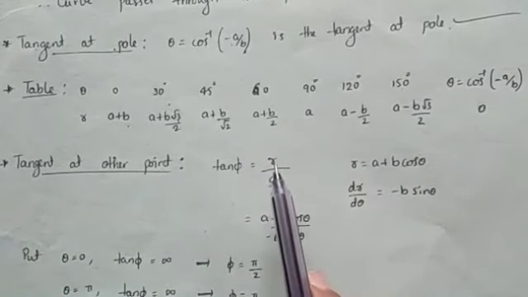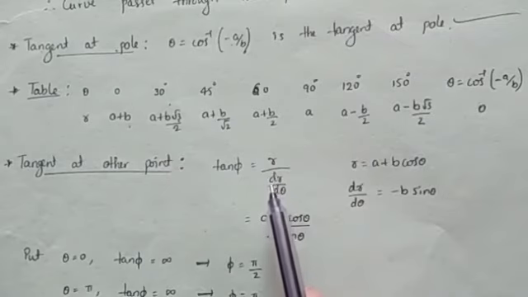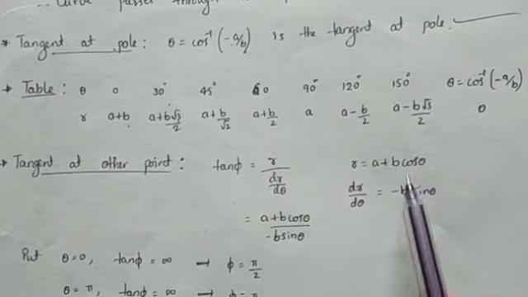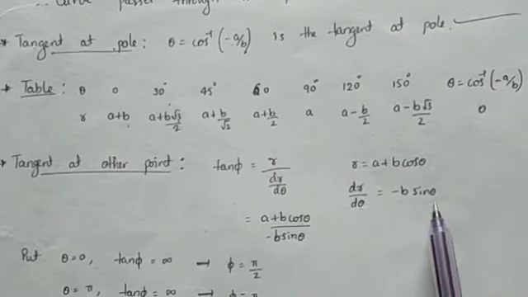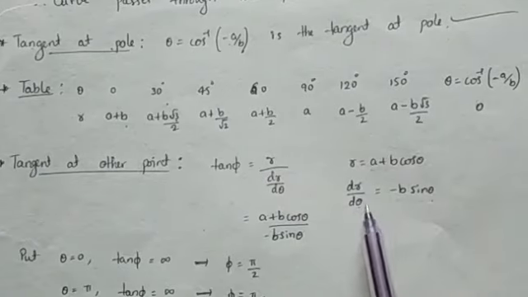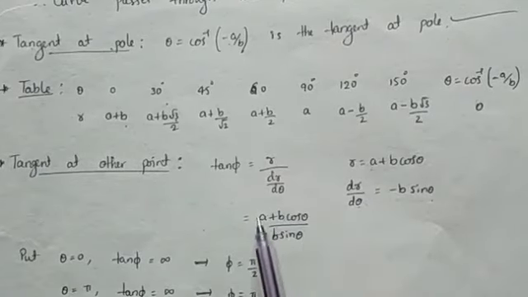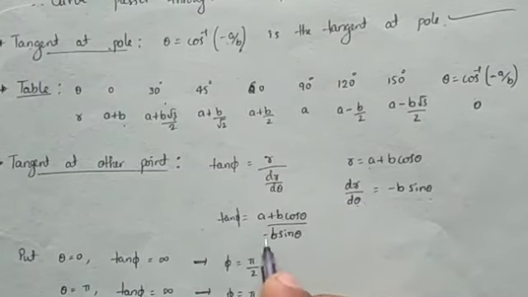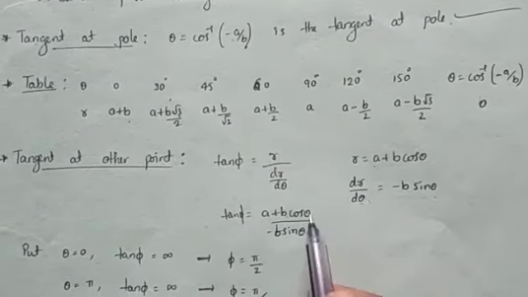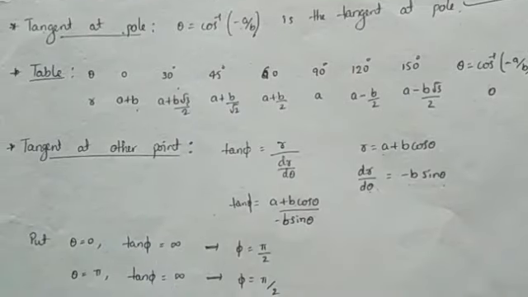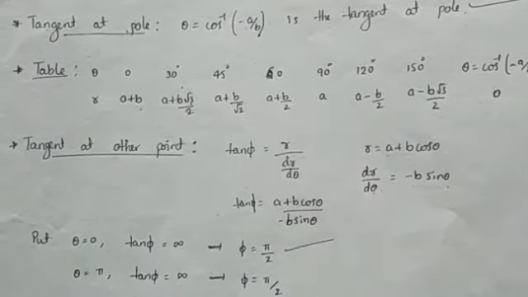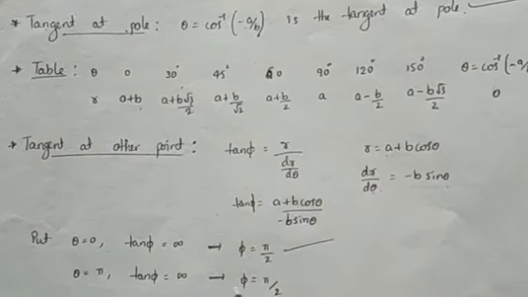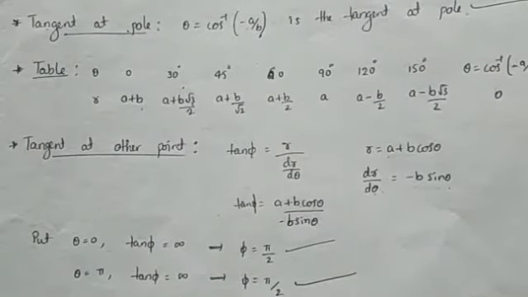The next one is the tangents at the other points. By using this formula, we find the tangents at the other points. r is equal to a plus b cos theta. We differentiate this, we get minus b sin theta. Substituting r by dr by d theta, we get tan phi is equal to a plus b cos theta by minus b sin theta. We put theta is equal to 0, we get tan phi is equal to infinity, so phi is equal to pi by 2. Next, we put theta is equal to pi, we get tan phi is equal to infinity, so phi is equal to pi by 2.